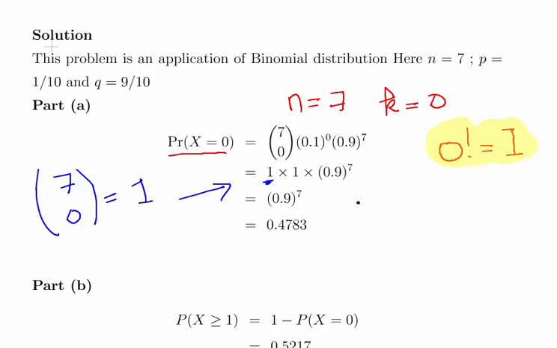Now it's 7 factorial divided by 7 factorial times 0 factorial. So 7 factorial divided by 7 factorial cancels out to 1. Also, just to remark upon the fact that we have 0.1 to the power of 0. Anything to the power of 0 is 1. And finally, 0.9 to the power of 7. So essentially this reduces to 0.9 to the power of 7, and that gives us 0.4783. So that's the answer to our first one.